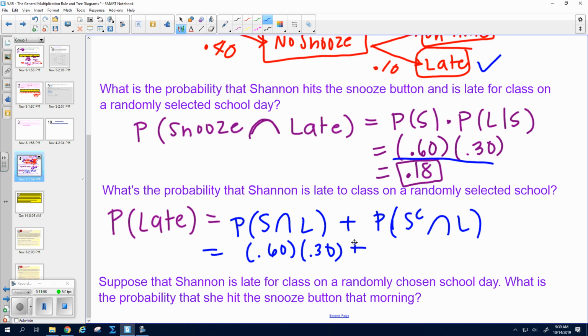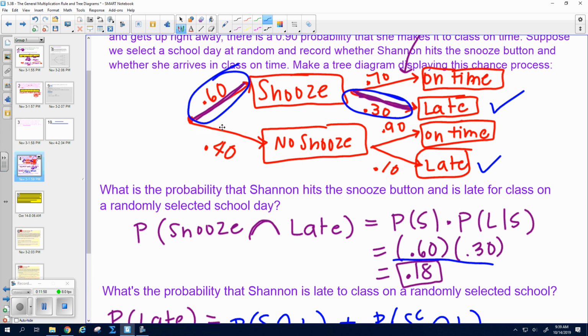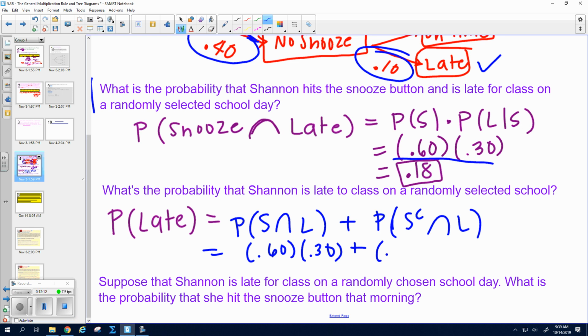Okay, and the other way to be late, what are we going to multiply? Okay, 40% times 10%. So this first one is 18%, and the second one, when you multiply, is 0.04. And we add those together, and you get 0.22. So either way, whether she hits snooze or not, she has a 22% chance of being late. Okay?